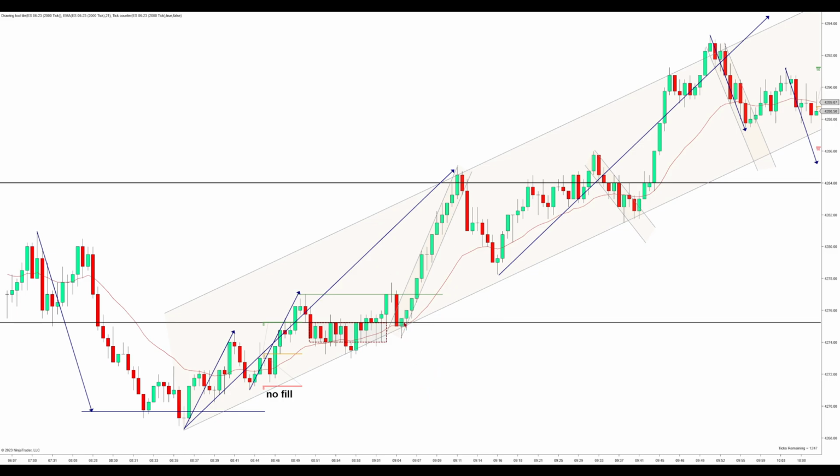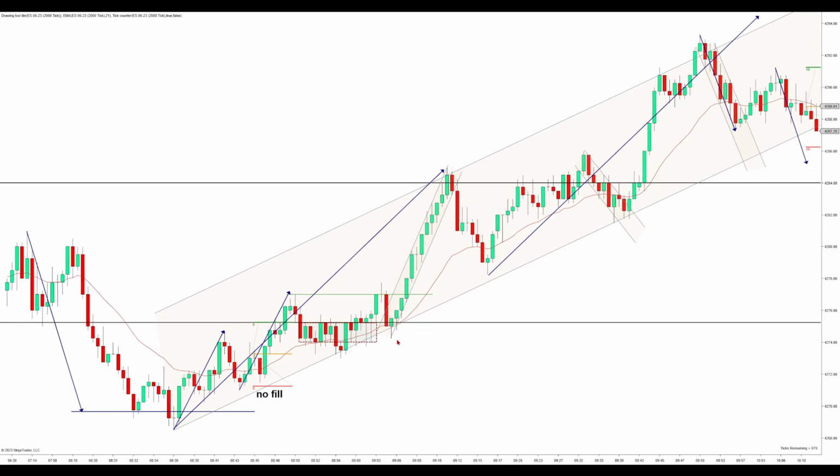So anyway, what I would like to see here is we make a new high and then get clear two legs down to the overnight low, a two-legged retest of that overnight low. That's what I would like to see, not just the first entry.